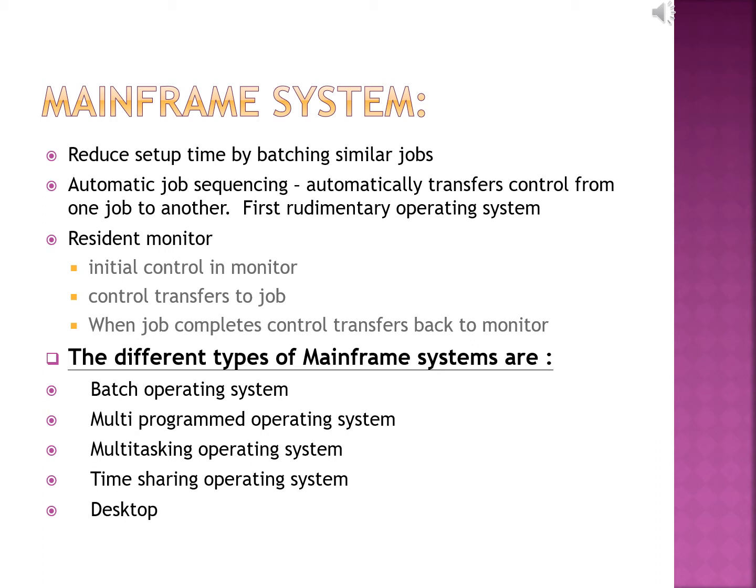Now, what are the defined types of mainframe systems? Those are batch operating system, multi-programmed operating system, multitasking operating system, time sharing operating system, and desktop, which we'll discuss now.